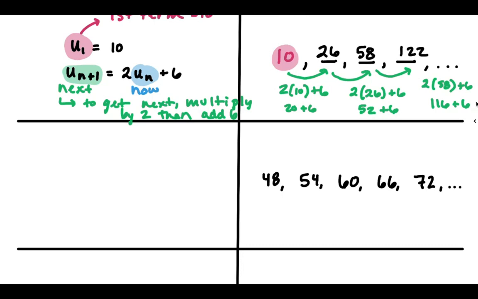Okay, let's now practice going from a sequence to the formula. So remember, we need two parts. We need the start and the rule. The start is really easy. It's just whatever your first term is. So we know that this is our U sub 1. That's the first term. So in our formula, we're going to have U sub 1 equals 48.